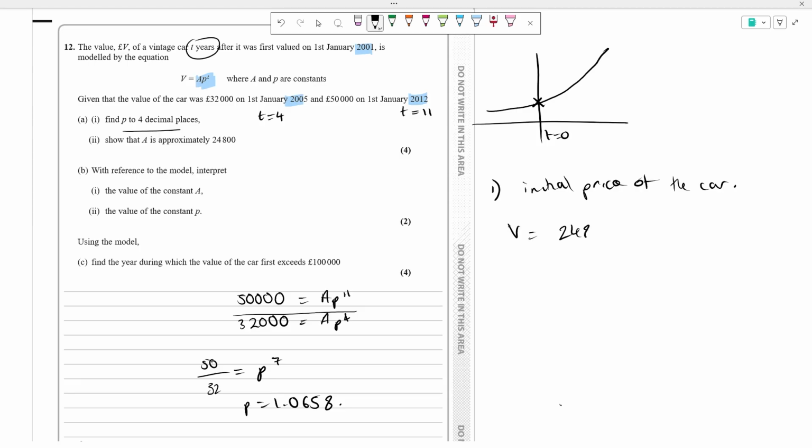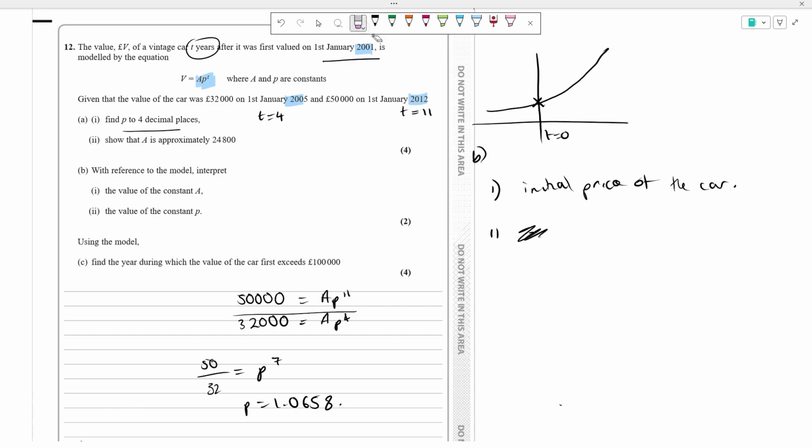V is equal to 24,800. I'm going to put P, let's keep it as P to the power of t. And when t is 0, this just goes to 1. So that means at the start of 2001, or 1st of January, your price will be 24,800.